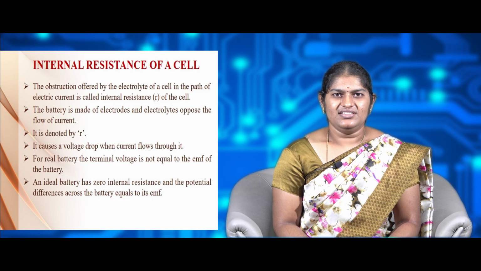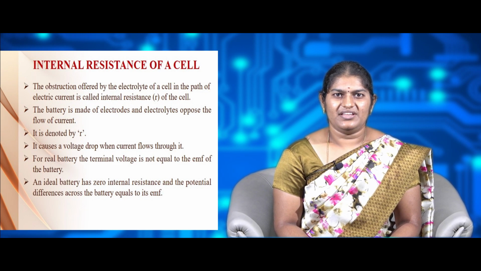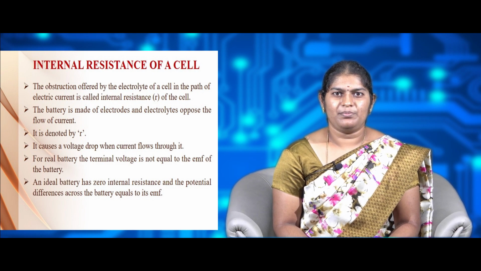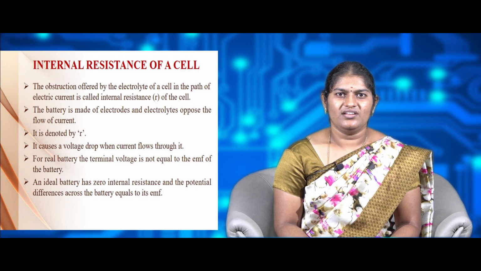Next, we are going to discuss the internal resistance of a cell. The obstacle offered by the electrolyte of a cell in the path of electric current is called the internal resistance of a cell. A battery is made up of electrode and electrolyte, which oppose the flow of electric current.